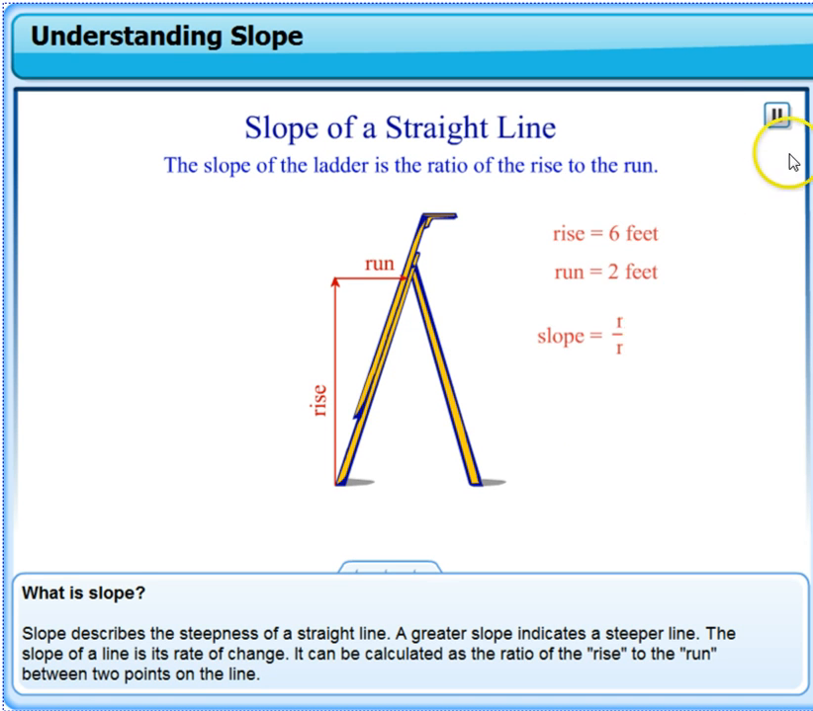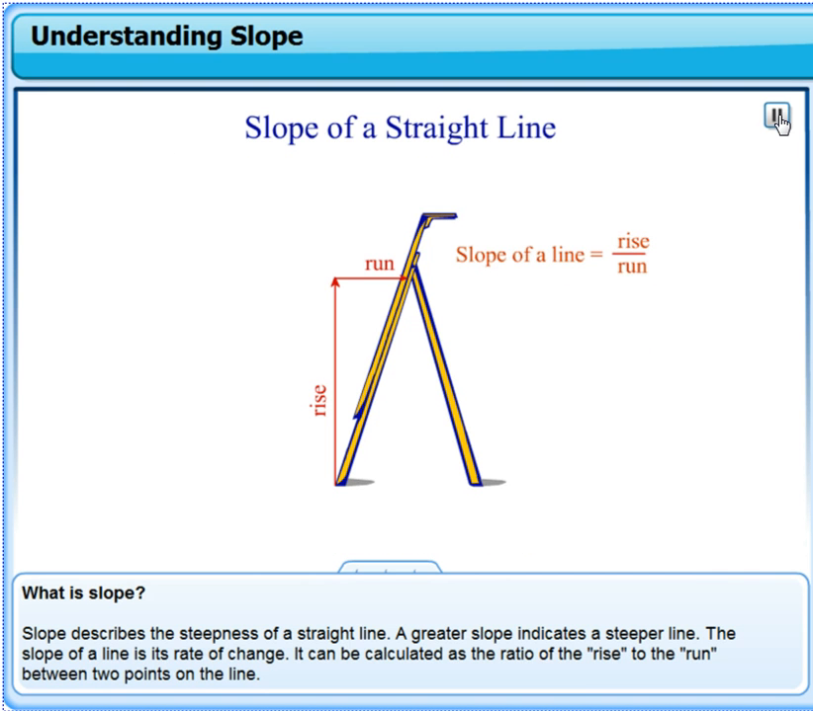Rise in this case is 6 feet and the run is 2 feet. So the slope is rise over run, which would be 6 over 2, and that is 3. So the slope of any line would simply be the rise over run of the line. So it's the vertical change over the horizontal change.